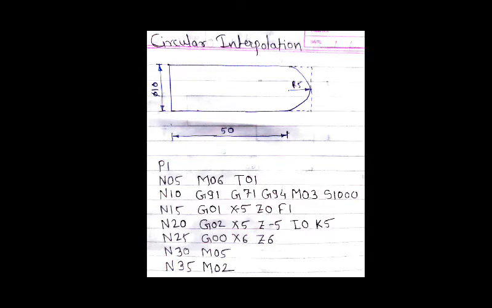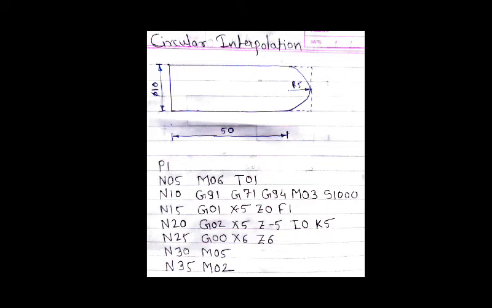G94 is for feed per minute. M03 is for spindle clockwise direction; it gives the spindle a clockwise rotation. And S1000 means the spindle speed is 1000 rpm. Then after that N15: G01 X minus 5 Z0 F1, 1 mm.